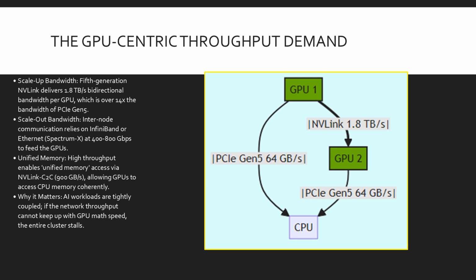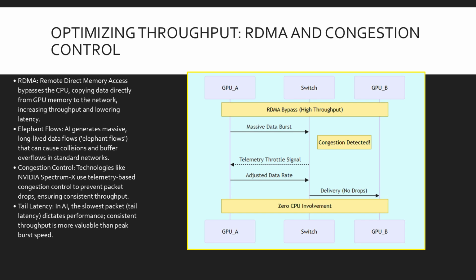This diagram contrasts the internal data paths. The thick green arrow represents NVLink, offering a massive 8 terabytes per second pipe directly between GPUs. Compare that to the thinner lines connecting to the CPU via PCIe Gen 5, which only offer about 64 gigabytes per second. This illustrates why modern AI keeps traffic on the GPU-to-GPU NVLink rails whenever possible to maximize throughput.